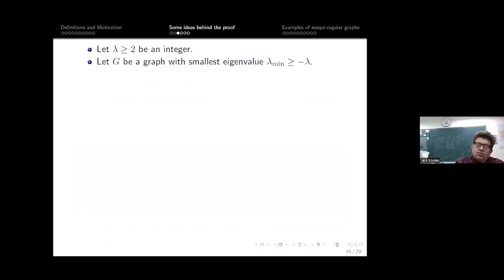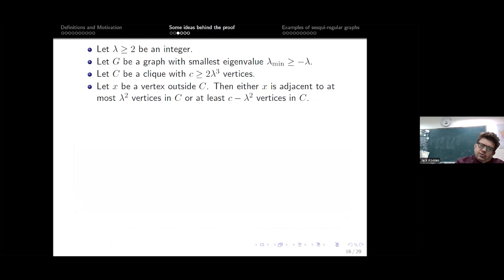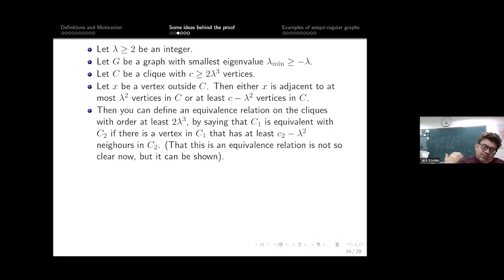So now we start again with a graph with fixed smallest eigenvalue. And then we take a clique with at least 2 lambda cubed vertices. And then, if you look at a vertex x outside C, then because of this K tilde 2t result, that the smallest eigenvalue goes to minus infinity, we can show that either x is adjacent to almost all vertices of C or almost none of the vertices of C. The almost none is at most lambda squared. And then you can make a relation on the cliques, and it turns out that this relation is an equivalence relation. That's not so clear, but it can be shown.